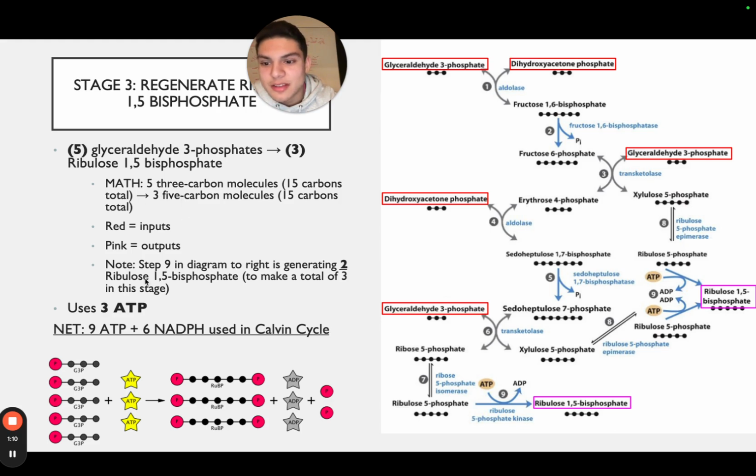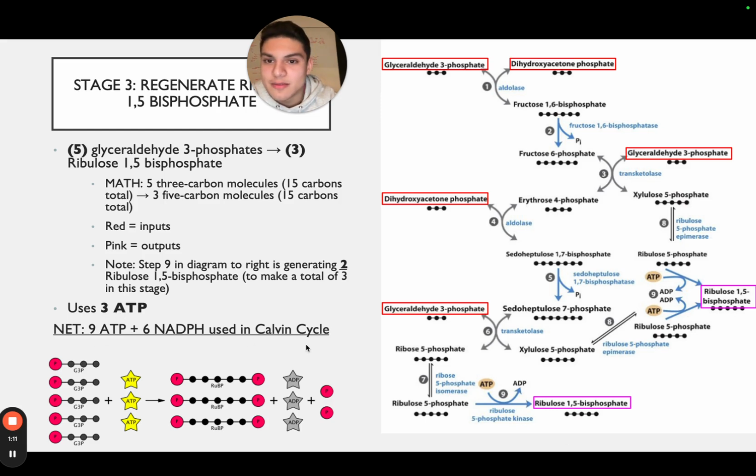And so there's math to this. If we have 5 3-carbon molecules, right, and we multiply it 5 times 3, that's 15. Whereas our products are 3 5-carbon molecules. So 3 times 5 is 15. So they match. Now, in order to get from ribulose 5-phosphate, which a lot of these are ribulose 5-phosphate, we have to phosphorylate them. And we form 3 of these. So that's why we use the final 3 ATPs.